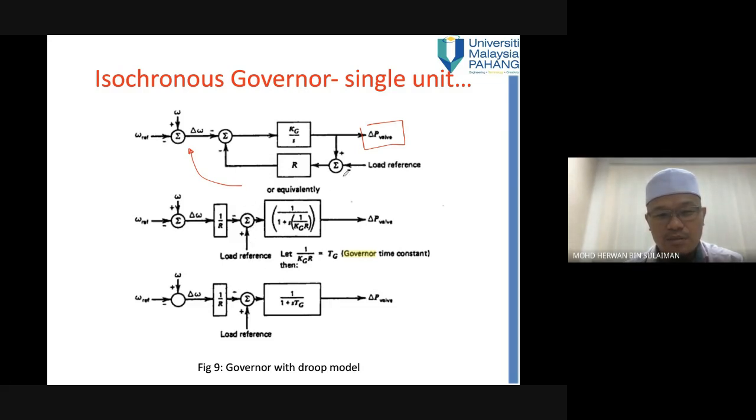Okay. They bring everything here from this part to this part. Dia bawa sini in order to make sure to simplify the equivalent ni lah. And then at the end of the day, you dapat this one value. So this one is your speed reference delta omega, and then you have group 1 over R, and then you have load reference, and everything ni ialah dia bagi simplified of TG, governor time constant 1 over kgr ni. Okay, so you dapat output delta P valve.